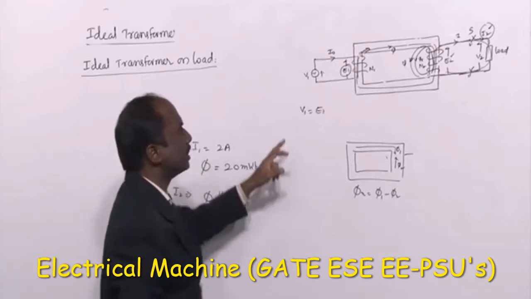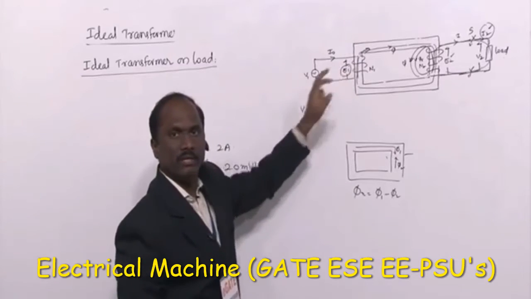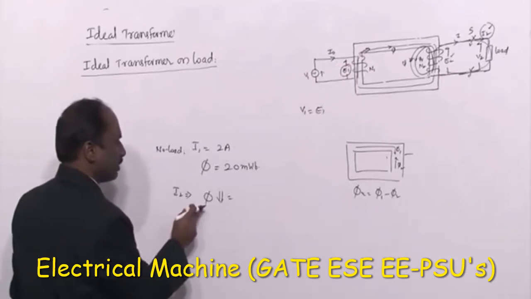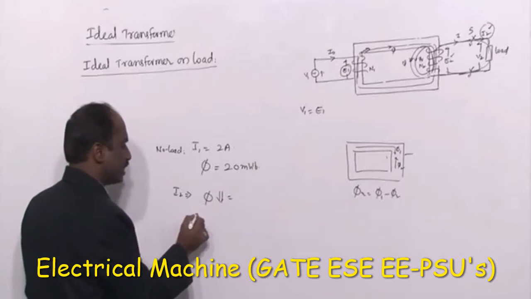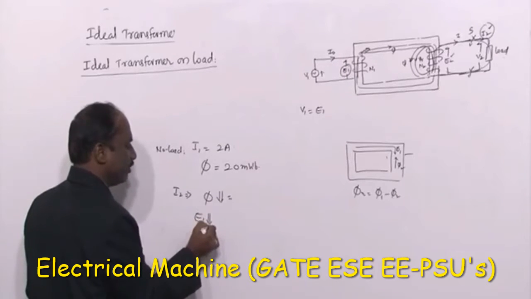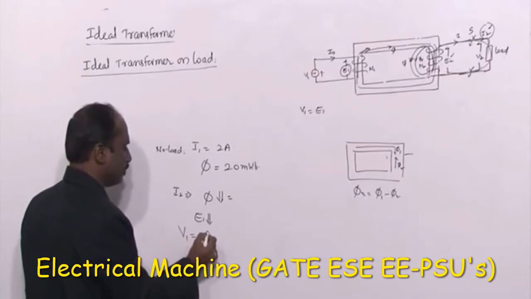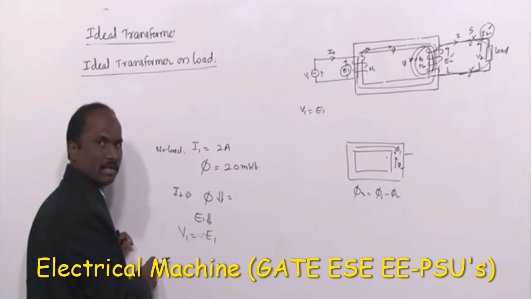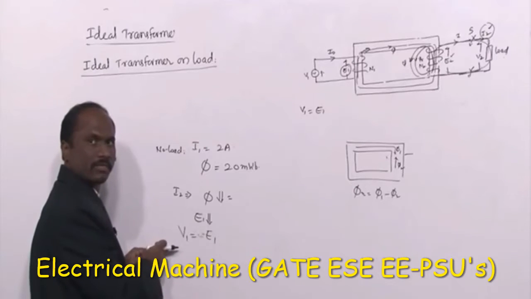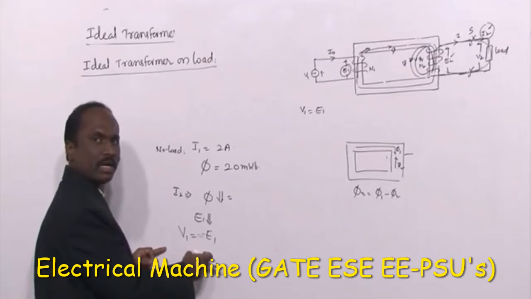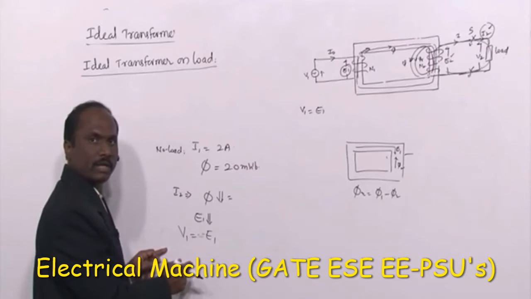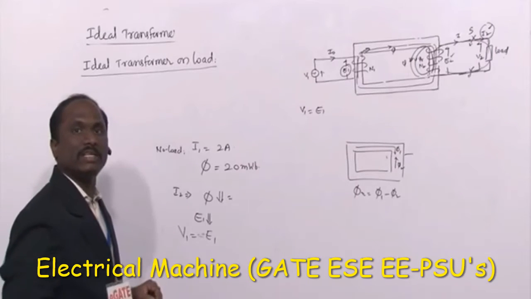So what is the condition here? V1 must be equal to E1. Flux is decreasing, so E1 should decrease. But what is the balancing condition? V1 must be equal to E1 irrespective of the sign. So E1 should not decrease, because if we are giving 220, it should not become 200. That's why our primary will draw further current.